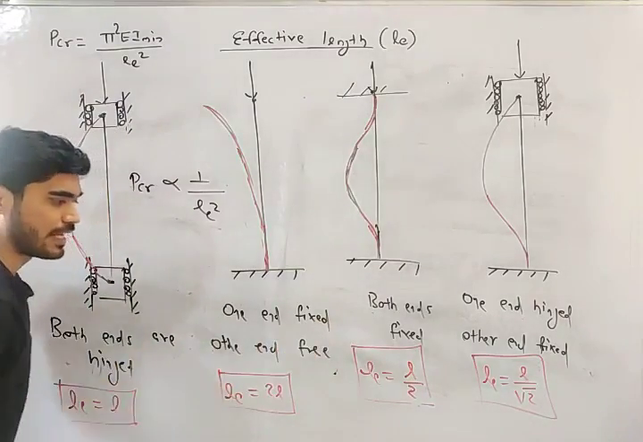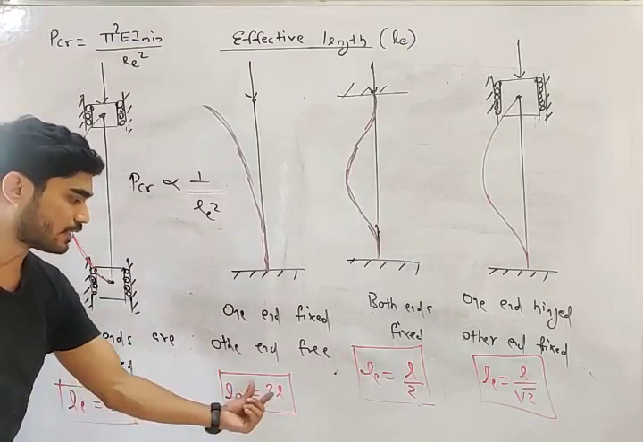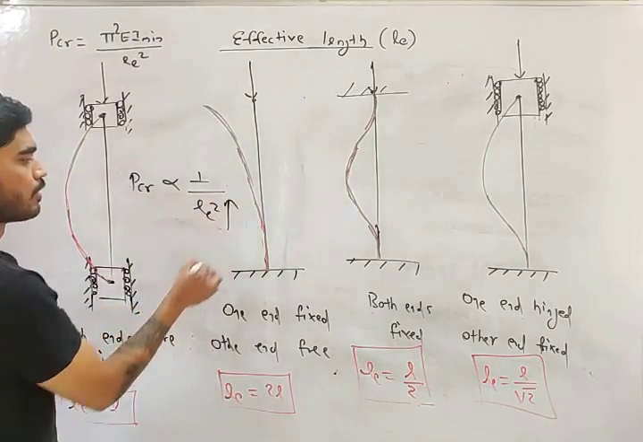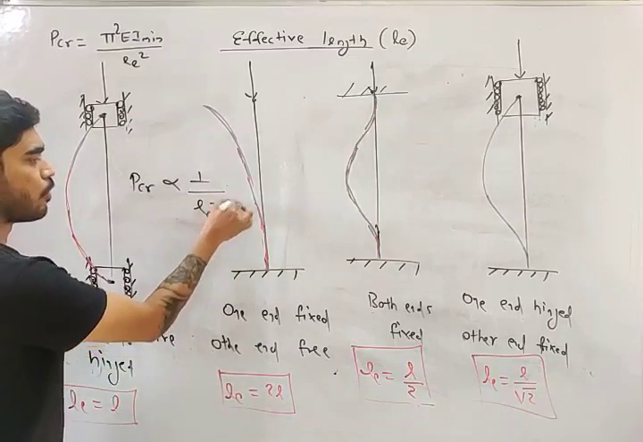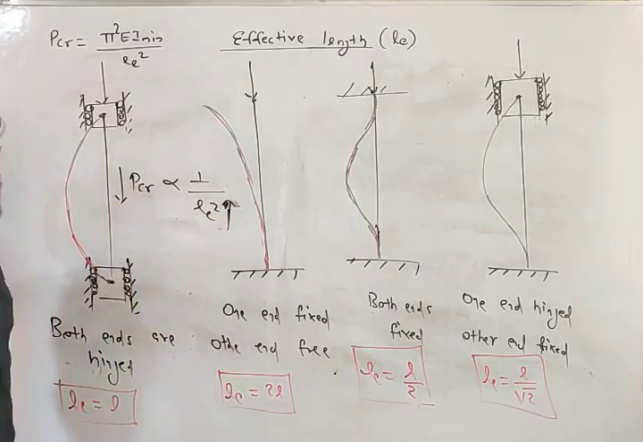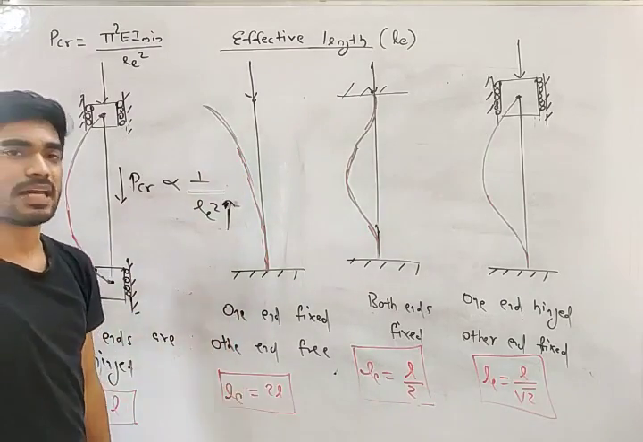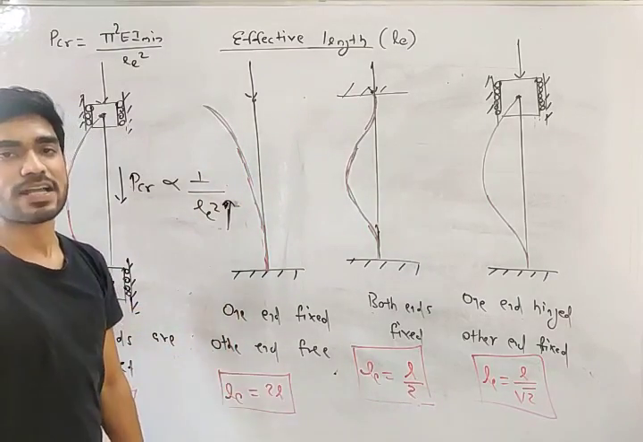See, in all four cases, which has the maximum effective length? This one, LE equals 2L. If LE is more, P critical is less. So for this, P critical will be less. This column will buckle first.